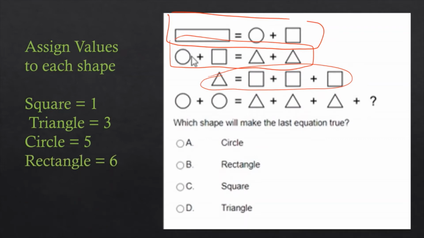And so which shape would make the last equation true? I know there's a circle that is 10 points. Then there's 3 triangles plus something, so I know 3 triangles is 9 points. And 10 minus 9 is 1, so therefore square is the right answer.